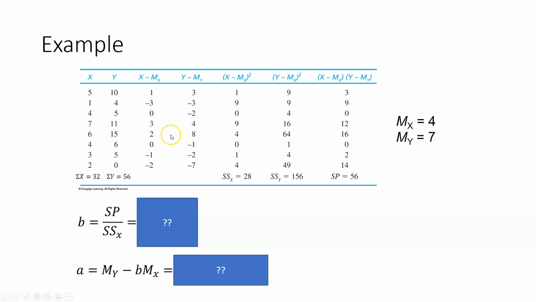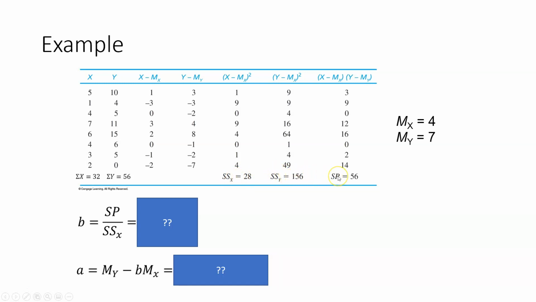Once we've computed those deviations, then we can square them. We square each deviation, and that allows us to compute the sum of squares for the x variable. And if we do the same thing for y, if we square these deviation scores for y, we compute the sum of squares for y. We've been doing this for a very, very long time, so we understand that.